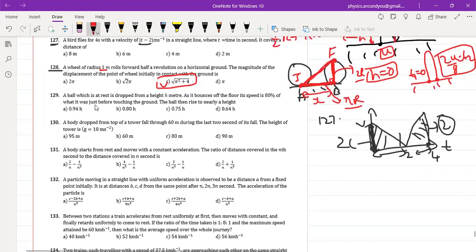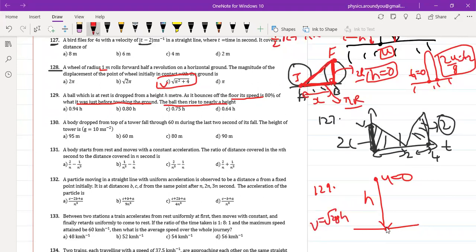Question number 129. A ball which is at rest is dropped from a height h meters. As it bounces off the floor, its speed is 80% of what it was just before touching the ground. What is the new height? Okay. So if you look at the physics of this, initially the ball dropped from a height of h. It hit the ground with what? We know v equal to root 2 gh. So it hit the ground with root 2 gh speed. It bounced back, not with this v, it bounced back with 80% of this v, or 0.8 root 2 gh.